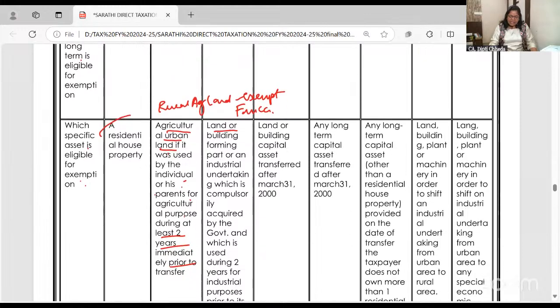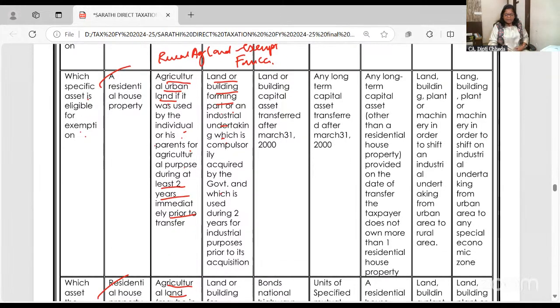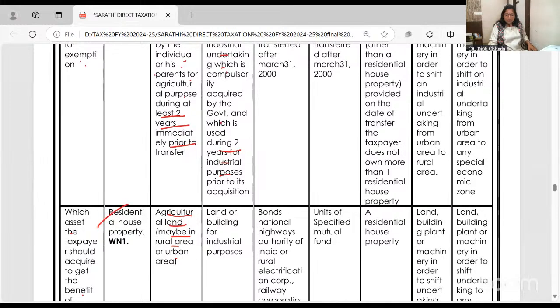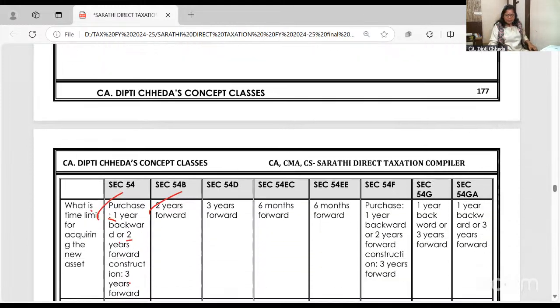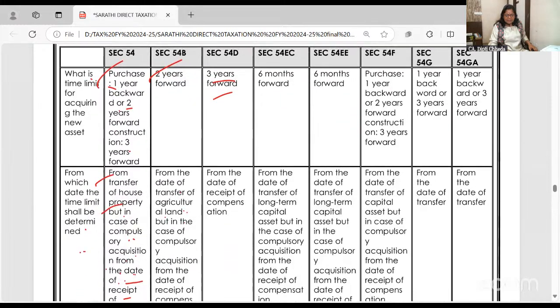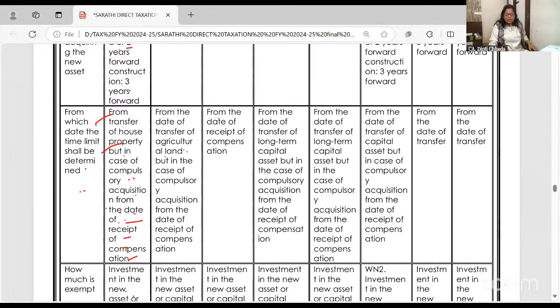What you are selling? Land and building forming part of the industrial undertaking, which is compulsorily acquired by the government, and it was used for 2 years for industrial purpose. And what you have to buy? Another land and building for industrial purpose. Very beautiful concept. Time limit this time is 3 years forward, not from the date of transfer, but from the date of receipt of compensation, because you are compulsorily selling the property. Do you want me to give the notes for every exemption I gave for 54?